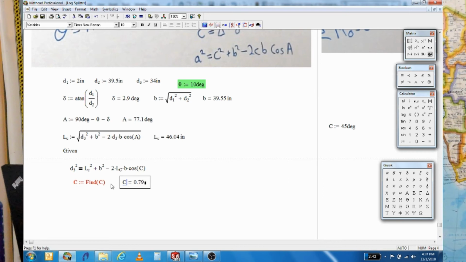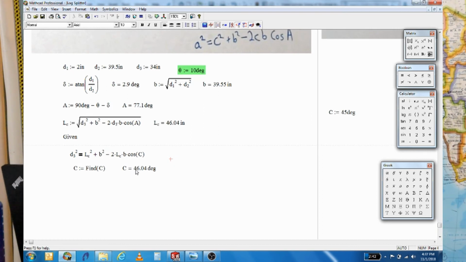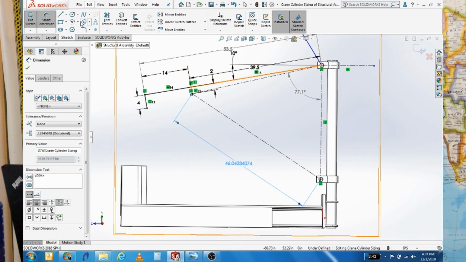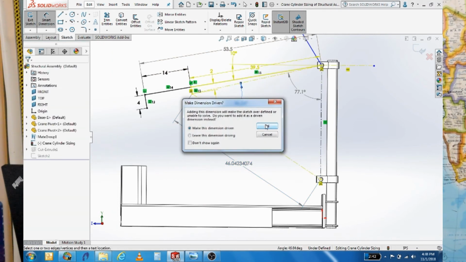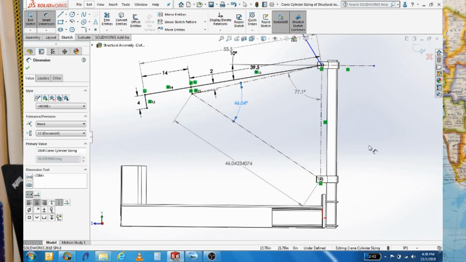Oh, it did not want to work here. It's saying the variable is not defined above. Okay, so here's the problem. We got LC and a capital C there. Look at that. Hey, I was pretty good at my guess. 46 degrees. Let's now go check that in SOLIDWORKS. All right, 46.04. We have another winner.